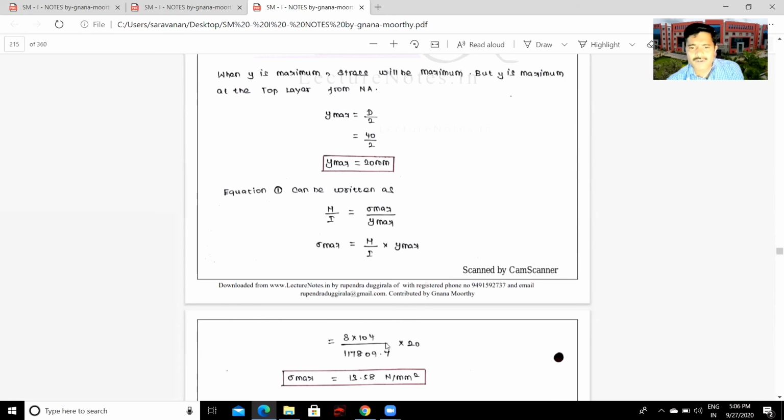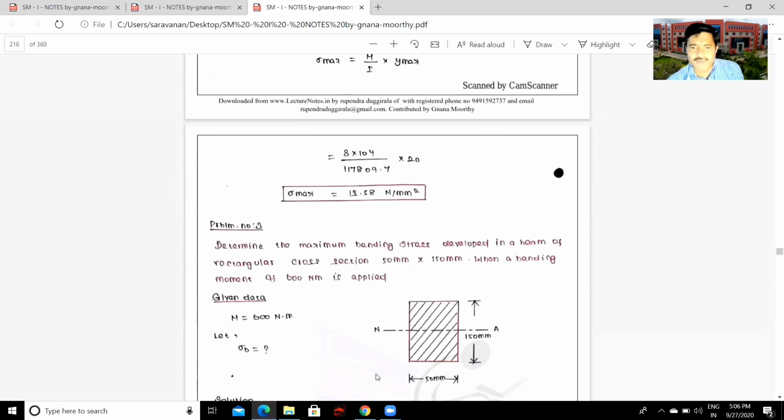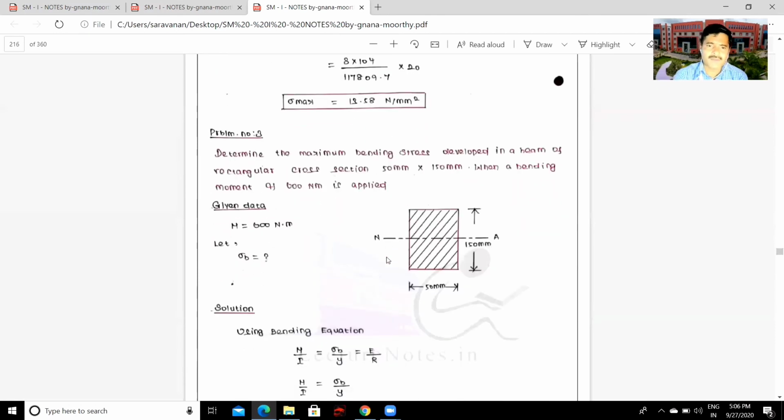So the m value, I value, and y maximum value, if you substitute, you will get the sigma maximum value as 13.58 Newton per mm square. Right? Now you can see the third problem.